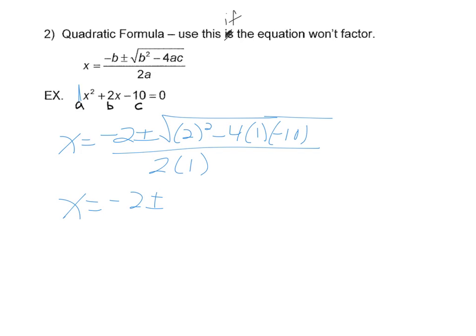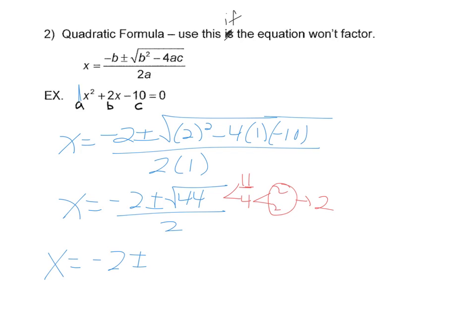And then just the part underneath the square root is 44. Now we don't want to leave it like that. We don't really want the decimal. We're going to break down the 44, which is 4 times 11. Can't go any farther with 11. 4 is 2 times 2. So I have a pair of 2's. That means a 2 comes out. The 11 has to stay home. So now we have x equals negative 2 plus or minus 2 square root of 11 all over 2.